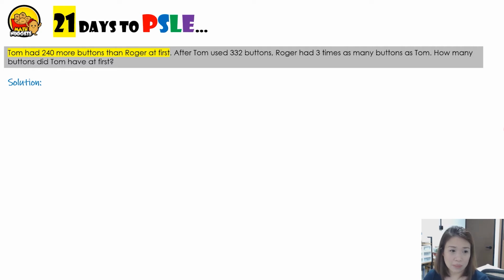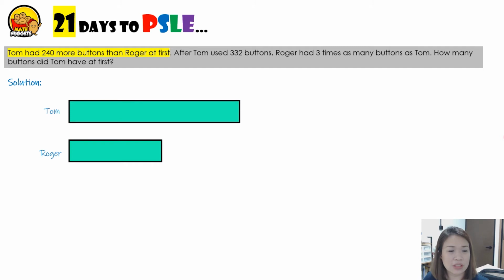Now they tell us that Tom had 240 more buttons than Roger at first. So Tom more, Roger less. Yes? 240 more. Next, Tom used 332 buttons. So we're going to have to take out 332 from Tom. So in excess of that 240, right? 240 and a little bit more. Let's find out what's that little bit more by subtracting.